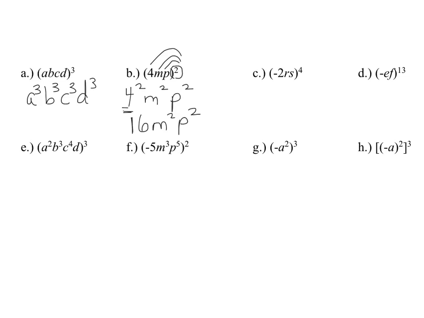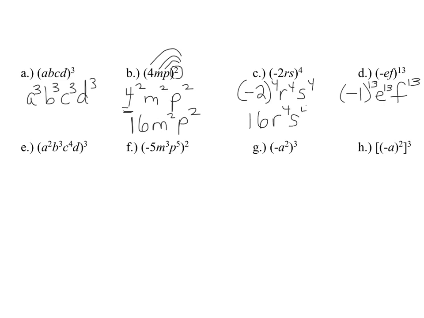Stop the video and try C and D on your own. All right, so when you bring this 4 in, you're doing negative 2 to the 4th power. This negative 2 is in parentheses, so when you rewrite it, it's negative 2 in parentheses to the 4th power, r to the 4th power, s to the 4th power. Then you have to finish the negative 2 to the 4th power. Negative 2 to the 4th power gives you positive 16. So your final answer is 16 r to the 4th, s to the 4th.